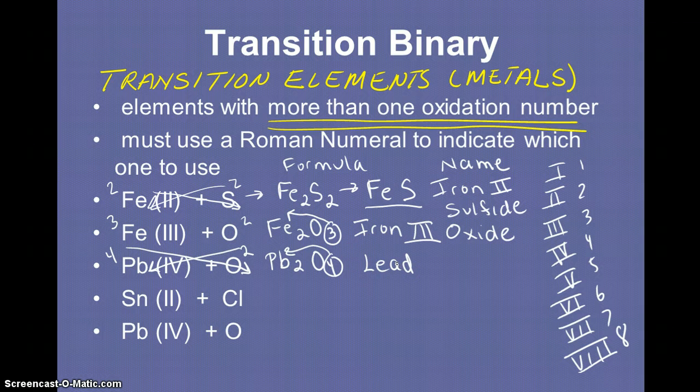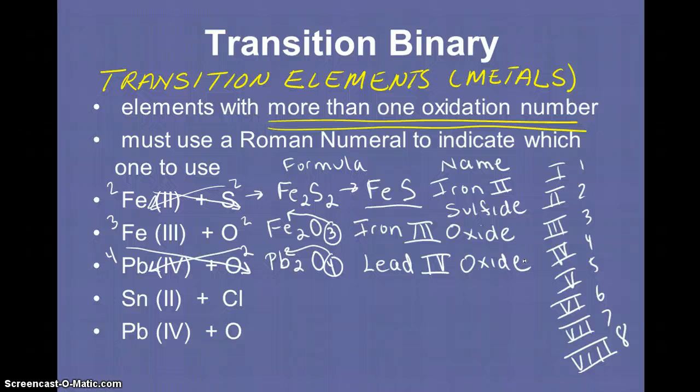Again, you look at lead, it has more than one oxidation state on that periodic chart. It has a +4 or a +2. So tell me which one you're using, and we will go with lead, Roman numeral 4, oxide. Still ending in IDE, it is an ionic compound. Let's take a look at the next one.